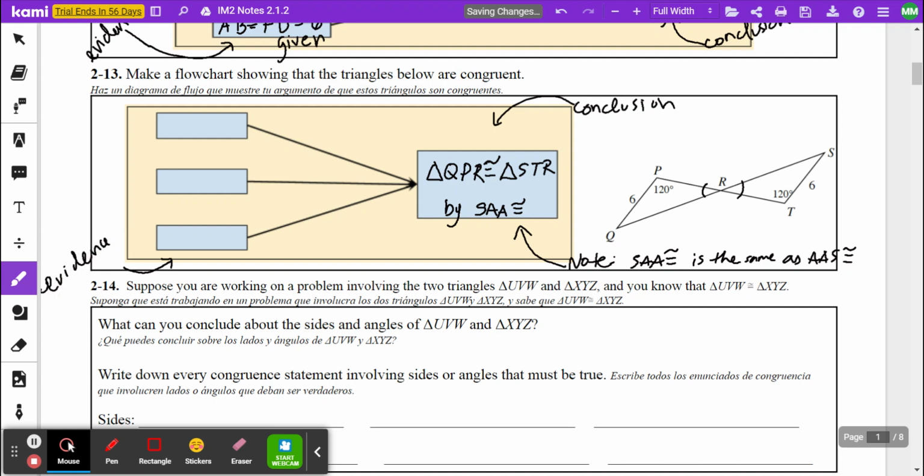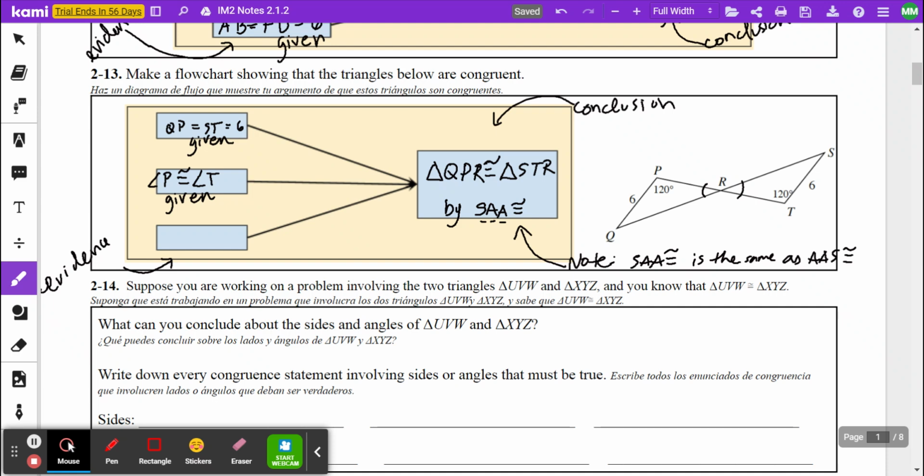Okay, so I'm going to need a side, an angle, and an angle. I will start with the side because I'll just go in order. Side, angle, angle. So QP is the same length as ST. That's length 6, and it's given. And angle P is congruent to angle T, and that's also given because they have the same measure.